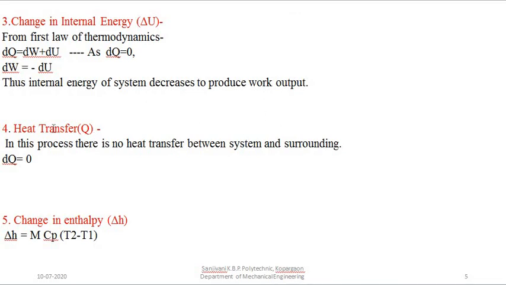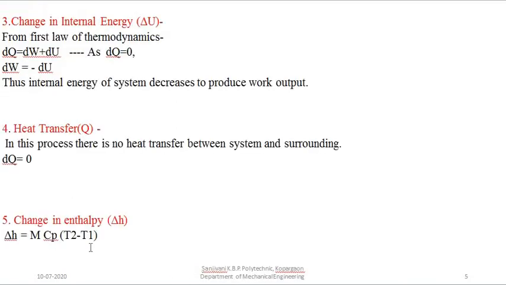Then the fourth parameter is the heat transfer. In this process, there is no heat transfer between system and surrounding. So dQ is equal to 0 and the entropy of the system remains constant. And the fifth parameter is the change in enthalpy. For all the gas processes, we know the equation, that is delta H is equal to mCp into T2 minus T1. So we can calculate the change in the enthalpy.